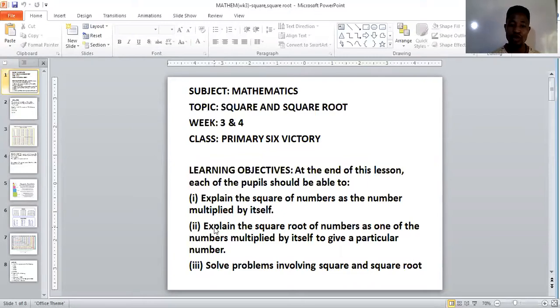Number 2, you should be able to explain the square root of numbers as one of the numbers multiplied by itself to give a particular number. And lastly, you should be able to solve problems involving square and square roots. All right, let's go to the class proper.